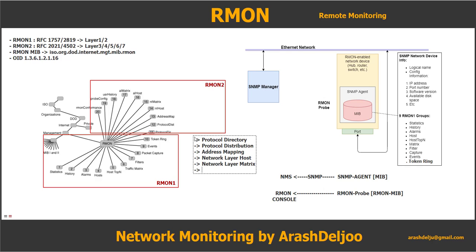Also, in the next group, we have the AL host. It is easy to understand. It means application layer host. And then after that, the application layer matrix. The application layer host contains statistics for application layer traffic to or from each host. You want to gather information about a specific protocol or a specific application. The application layer matrix contains application layer traffic statistics for conversation between pairs of hosts.